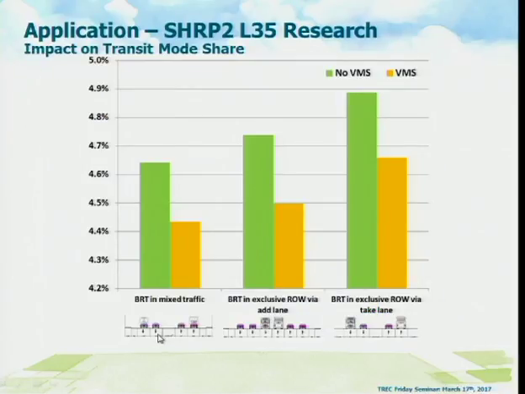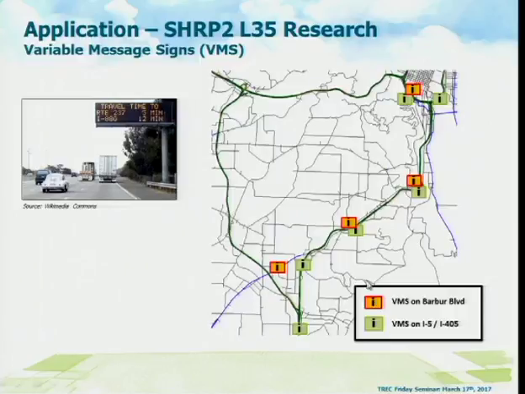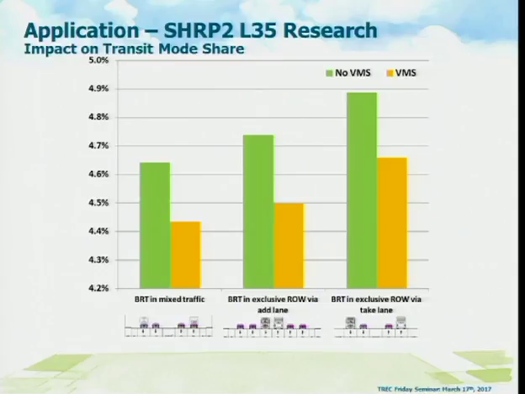So it's a little hard to see in these graphics, but we applied these variable message signs to three scenarios where we had BRT running on basically Barbur Boulevard. This was done on Barbur Boulevard and I-5, and what's nice about this particular application is that these two facilities in this location are right next to each other, and there's a lot of interchange. So you have the ability to change your route at a lot of different points here. So this was a good location to test this scenario.